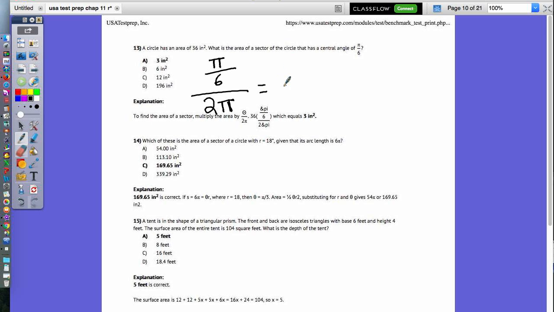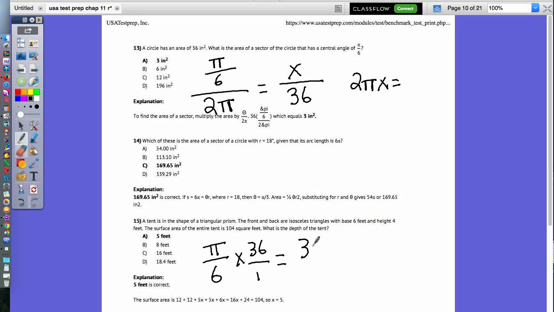We want to find, now we're doing area. The circle has an area of 36 inches. They've figured it all out for us. They want us to find just the area of the sector. So I'm going to cross multiply. 2 pi times x is 2 pi x. I'm going to do the work over here so you can see: pi over 6 times 36, think of it as 36 over 1, is 36 pi divided by 6. 36 pi divided by 6 is 6 pi.